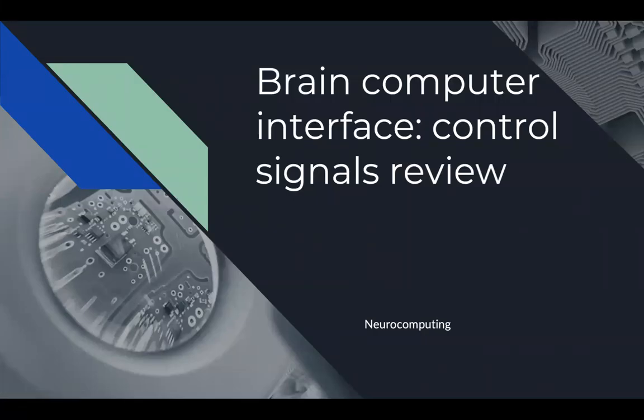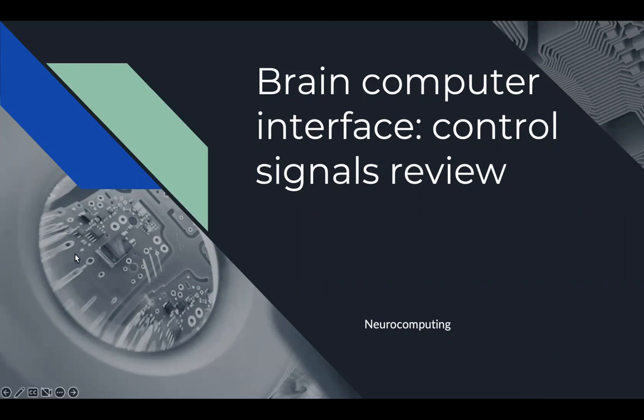Hi, my name is Ehsan Khan, and today I'm going to present my research literature review analysis on brain-computer interface, also known as BCI, with respect to the control signal review.